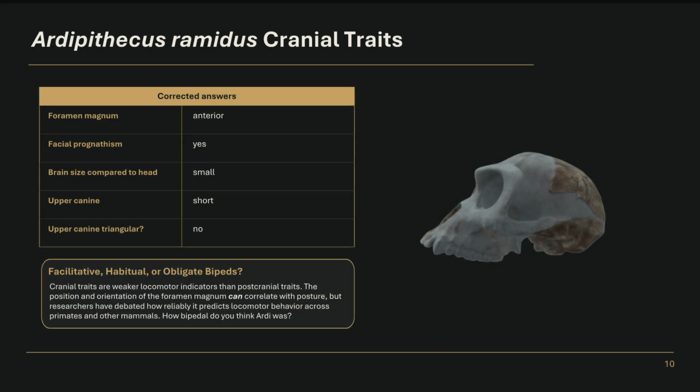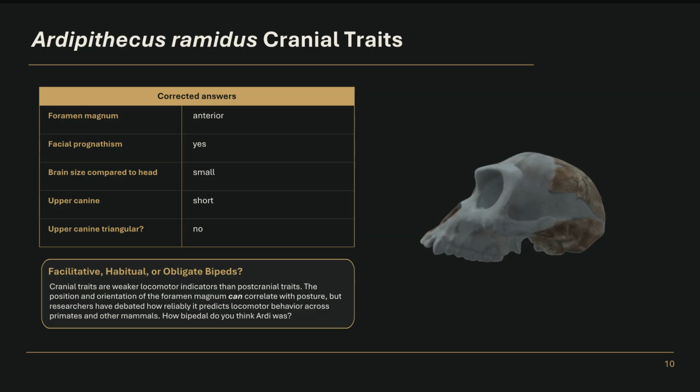Ardipithecus ramidus, cranial traits. The cranial traits of Ardipithecus ramidus include an anteriorly positioned foramen magnum, facial prognathism, small brain size, short upper canines, and non-triangular upper canine form. Suwa et al. described the A. ramidus skull and emphasized its implications for hominid origins. Kimbel et al. further examined the cranial base, arguing that A. ramidus shares relevant basicranial features with later hominins.